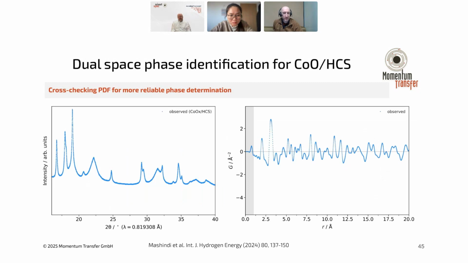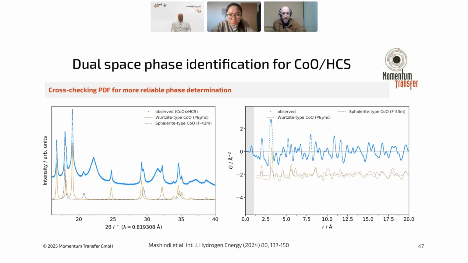Now I jump to the cobalt oxide system, and this is where it gets a bit more complicated. On the one hand, you already see in the diffraction pattern a much more complex phase distribution. So again, we go through the same process. So we find Bortsite type cobalt oxide. Again, look at the PDF, and it looks quite good. We find sphalerite type. Okay, that also looks pretty good.